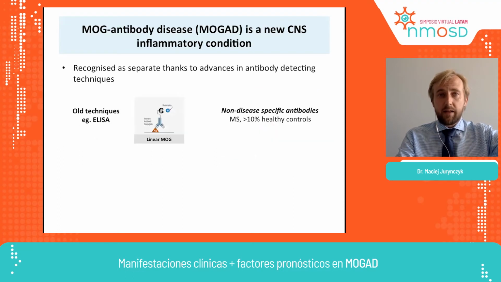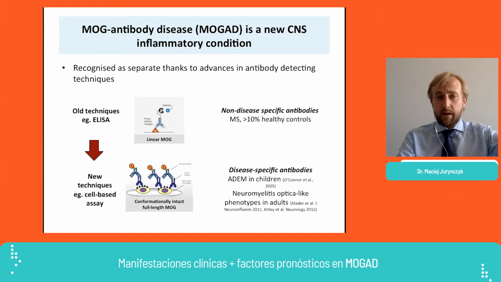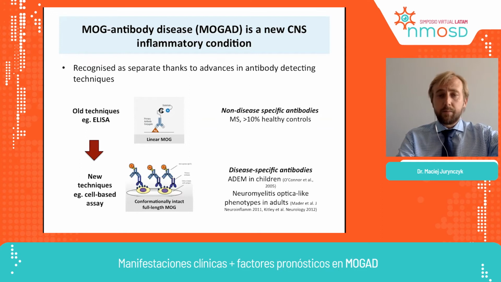It is now widely accepted that MOG antibody disease represents a new CNS inflammatory condition, but this recognition has only been possible thanks to advances in antibody detecting techniques in the last decades. Old assays such as ELISA were using linear denatured MOG epitopes, which resulted in detection of non-disease specific antibodies, which were identified in MS patients and in patients with other neurological conditions, even in healthy controls. Things have changed when constructs containing conformationally intact full-length MOG were implemented in the assays, and disease-specific antibodies were first identified in children with acute disseminated encephalomyelitis, and then in adults with neuromyelitis optica-like phenotypes.